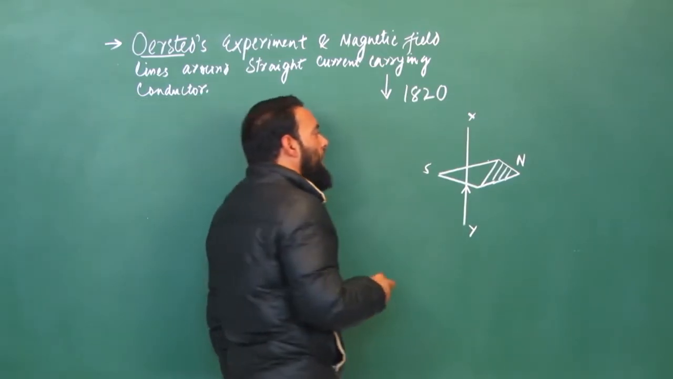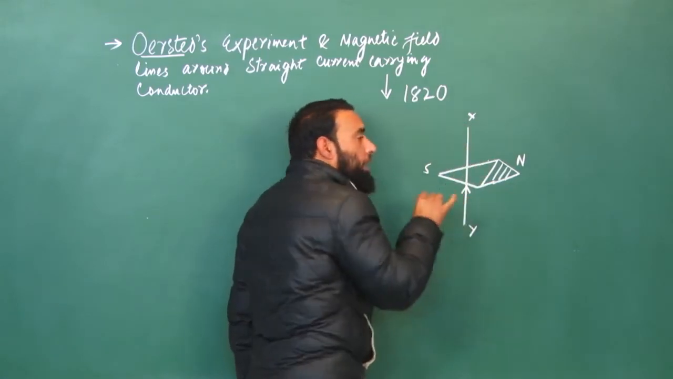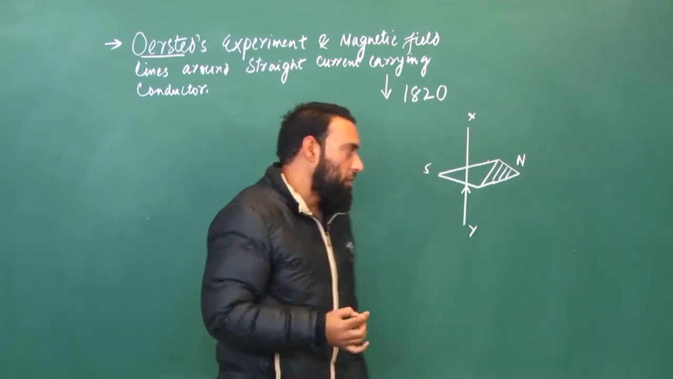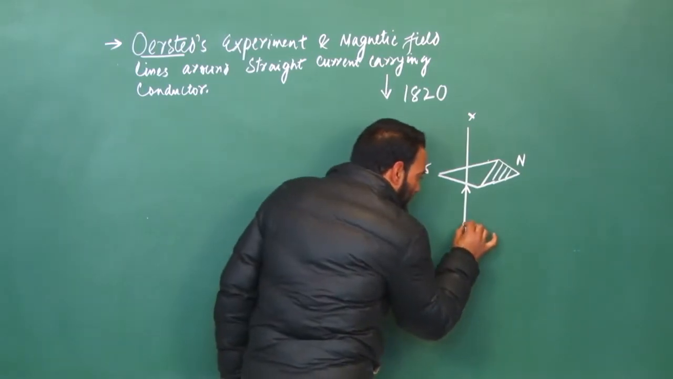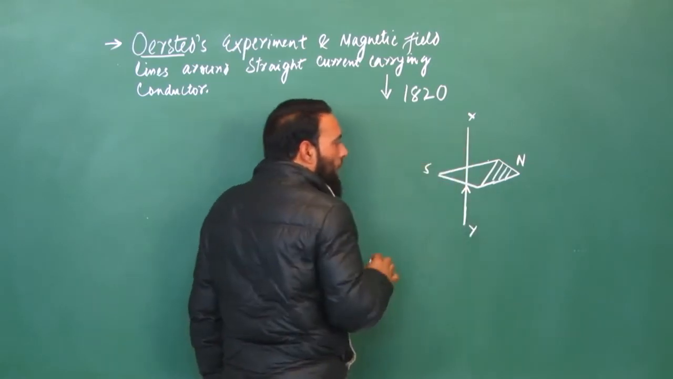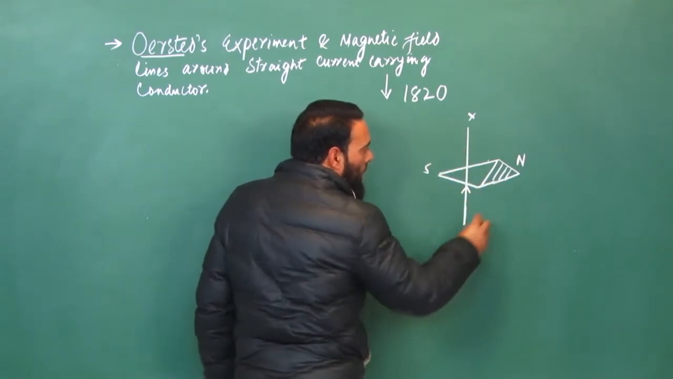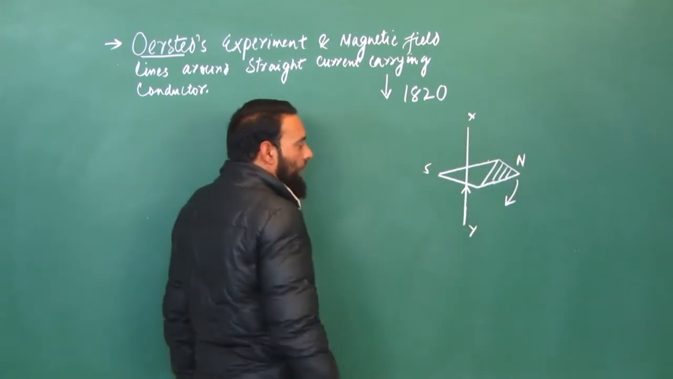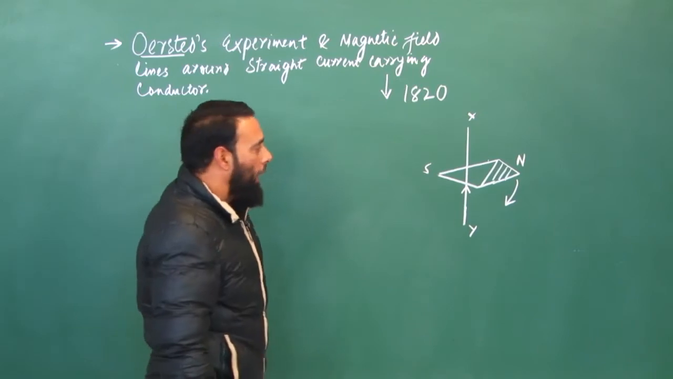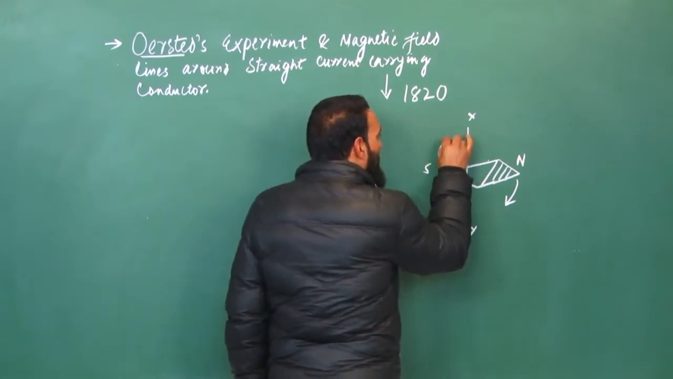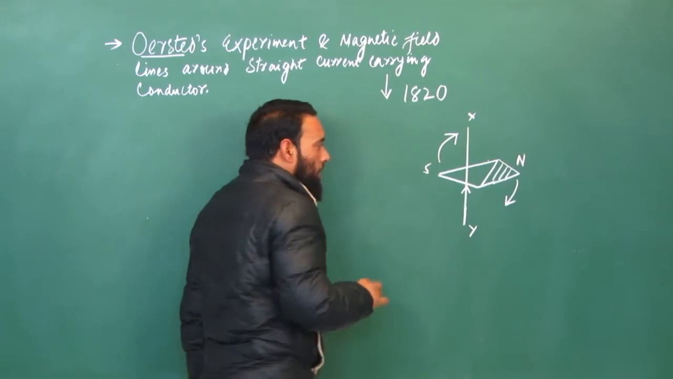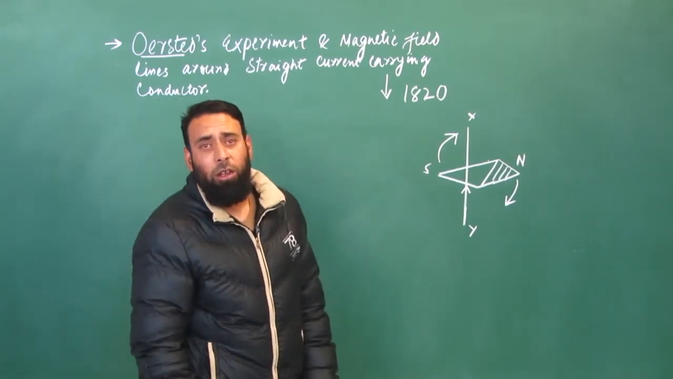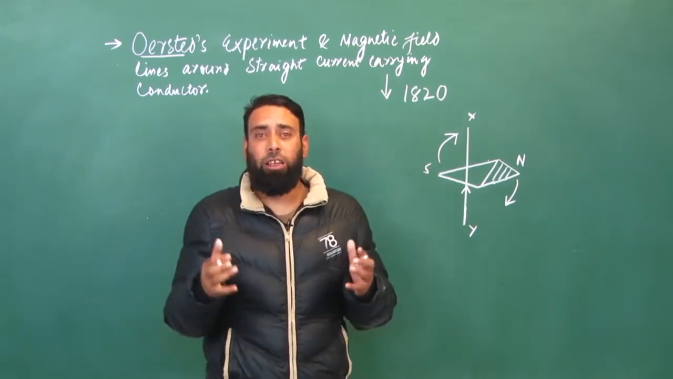This deflection indicates that the current carrying conductor becomes a magnet, and the opposite poles of magnets always attract. For example, the current is flowing from Y to X. The north side of the magnetic needle moves towards Y, and the south side moves towards X. This is how the deflection takes place in the needle.